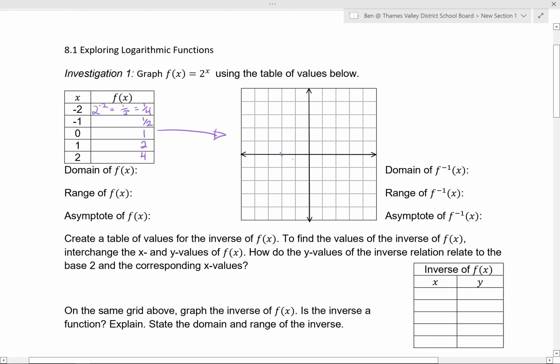Now, if we put that onto a graph, nice and easy. If x equals -2, then y equals 1 over 4. If x equals -1, y equals 1 over 2. If x equals 0, y equals 1. If x equals 1, y equals 2. And we can see this exponential function building here. Now we can sketch it in. We're expecting something like this, where this base exponential function has a horizontal asymptote at y equals 0.